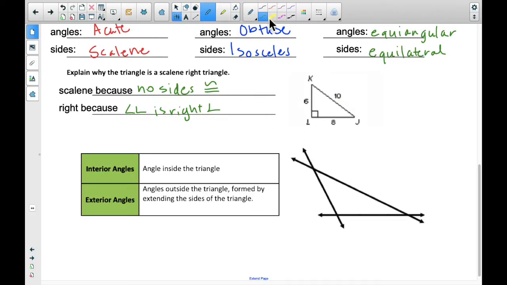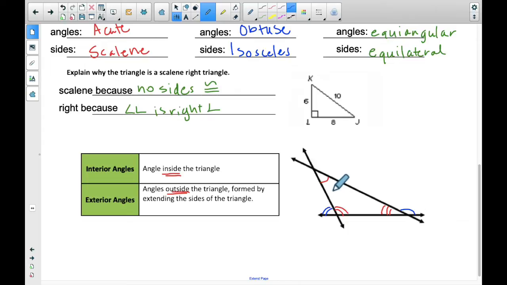We talk about angles. We can talk about interior angles, and the word interior means inside, and the word exterior means outside. So interior angles are the angles inside the triangle. So this is interior, this is interior, and this is interior. And the exterior angles are angles formed by extending the sides of the triangle. So if I draw this line and I keep going, then this is the exterior angle. Same thing over here. This is the exterior angle.